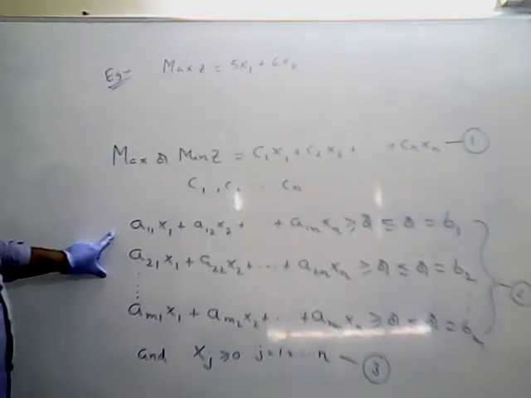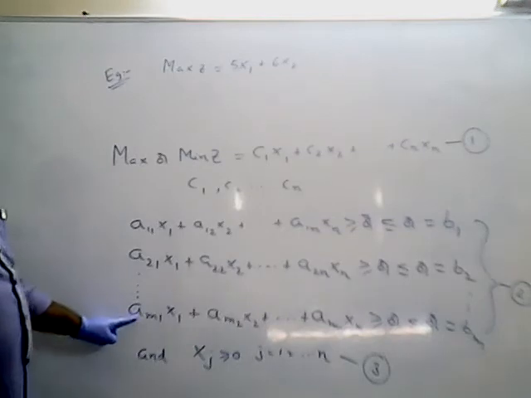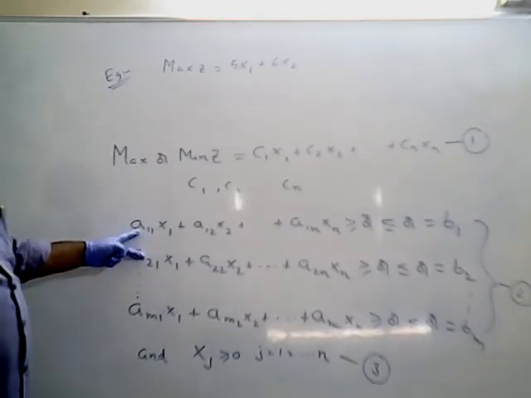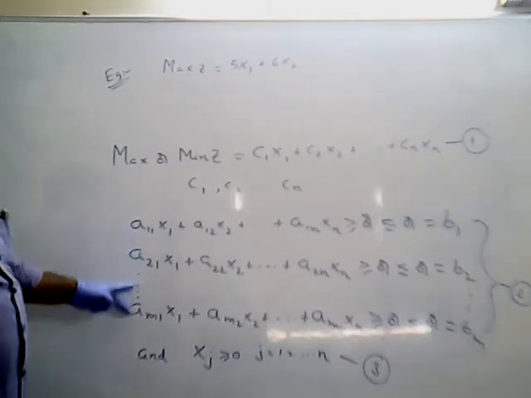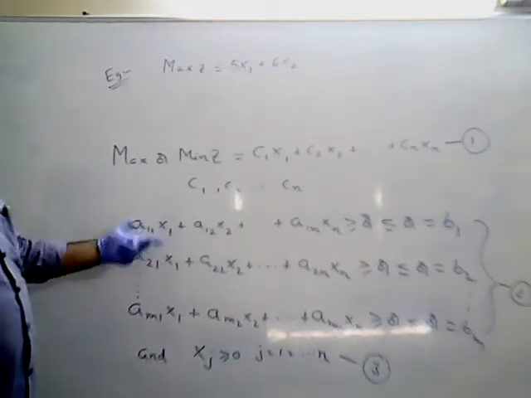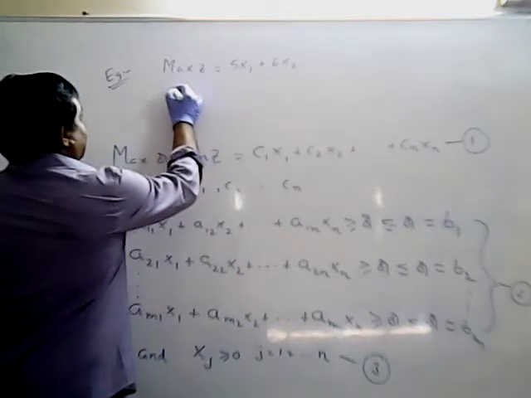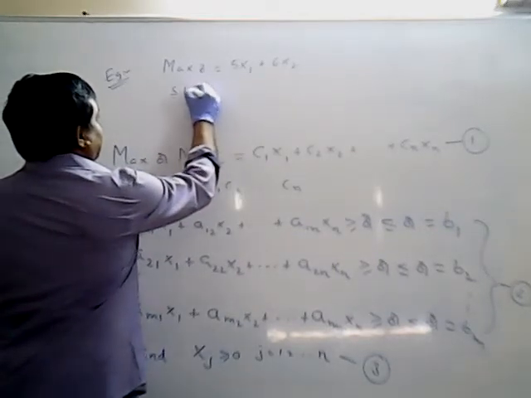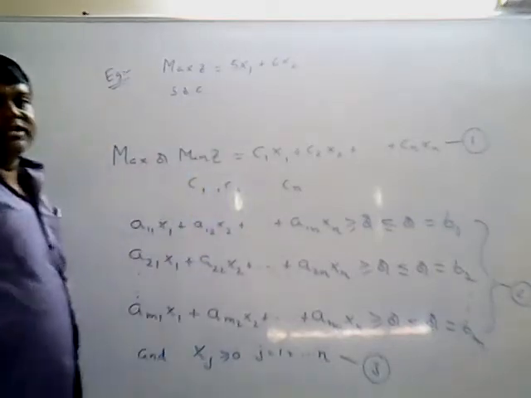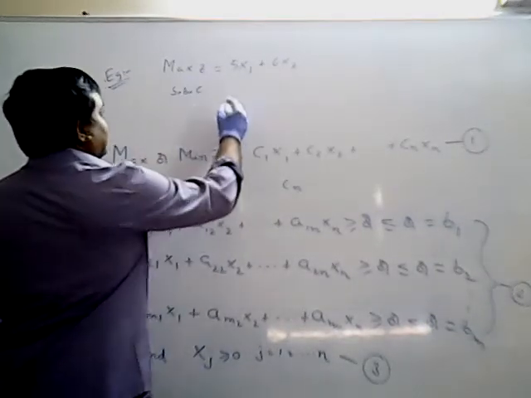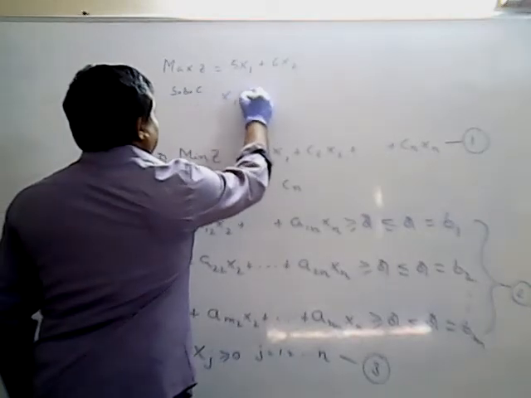Next, what we have is the set of constraints. Generally m is the number of constraints. Sometimes you may get 2 constraints, sometimes 3, sometimes 4. You can take any number of constraints. So I will take subject to the constraints. I will write the first constraint, x1 plus x2.